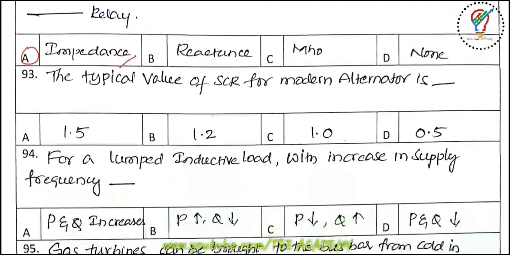The typical value of SCR, not SCR meaning semi-controlled rectifier, but short circuit ratio, for a modern alternator is about dash. Generally the SCR is 0.5, which is the right answer. The other options are 1.5 and 1.0. Why? Because the SCR is inversely proportional to the reactance, 1 by reactance. Normally the reactance is maintained at 2 per unit in modern alternators. So 1 by 2 is nothing but 0.5.